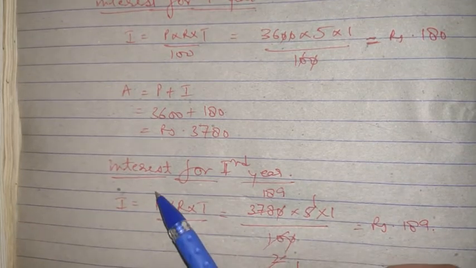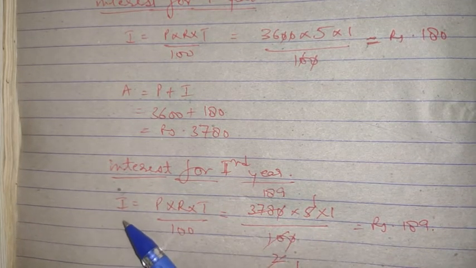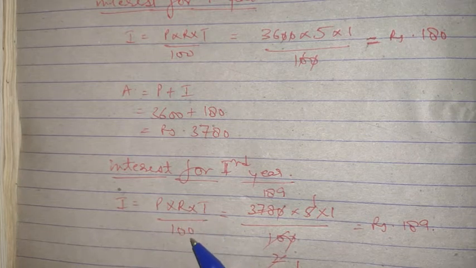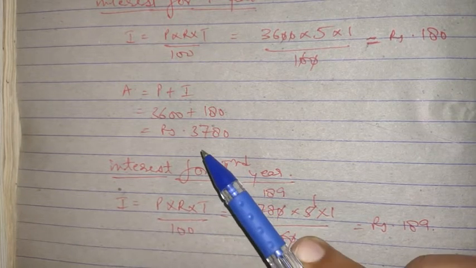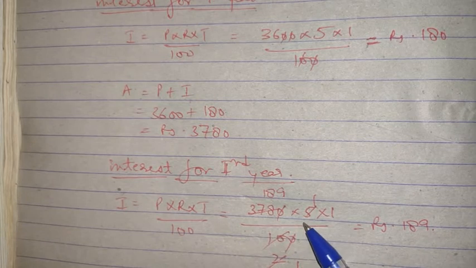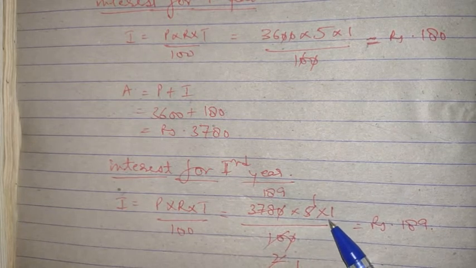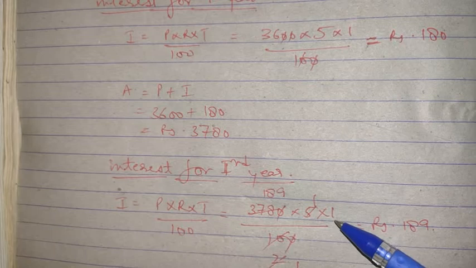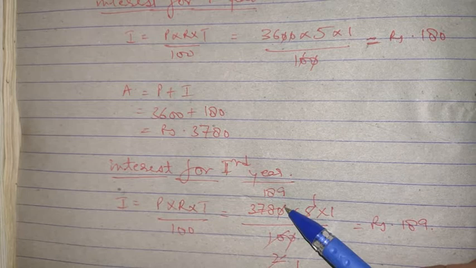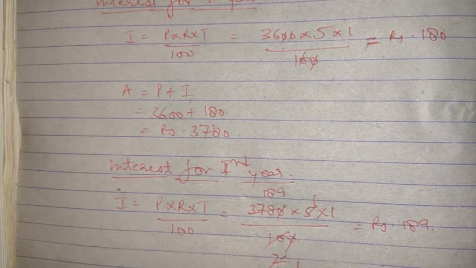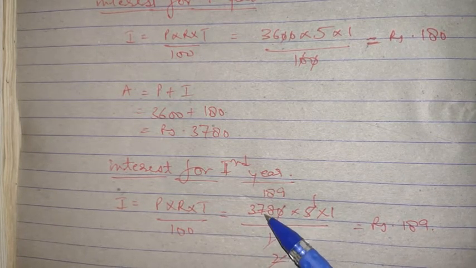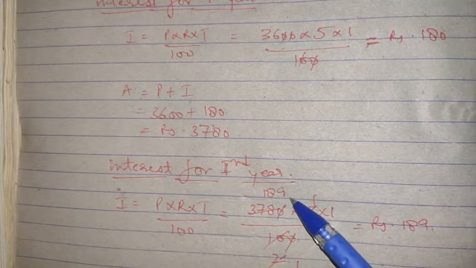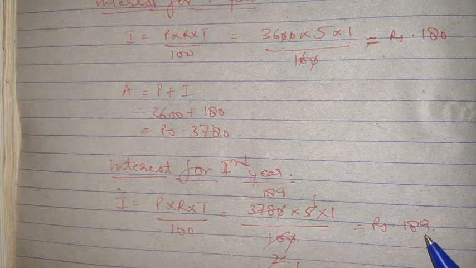So we calculate the interest for the second year, again using the formula I equals P into R into T upon 100. In place of P, I substitute 3,780. In place of rate, I substitute 5, and again in place of time, because we are calculating the interest for a single year, I substitute 1, upon 100. On cancelling 00, 5 ones are 10, divisible by 5 two times, and 378 is divisible by 2, 189 times. So we have the interest at the end of the second year as rupees 189.